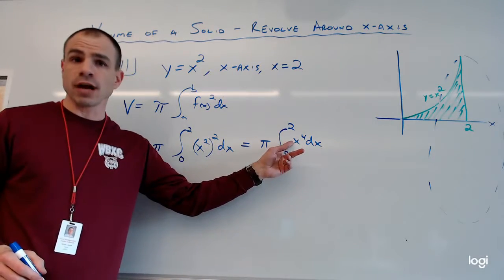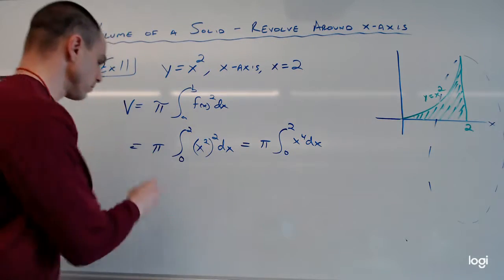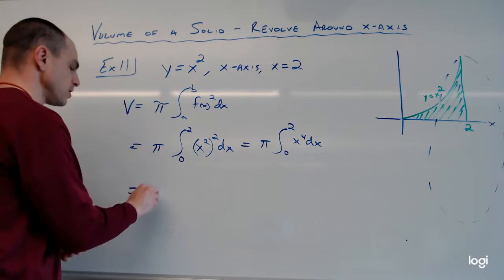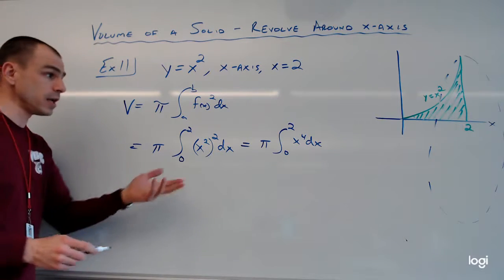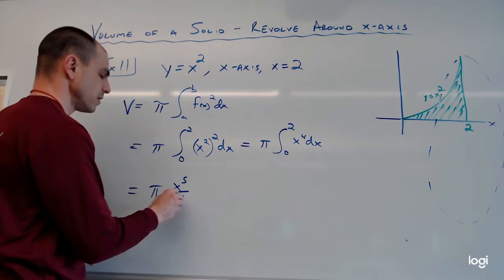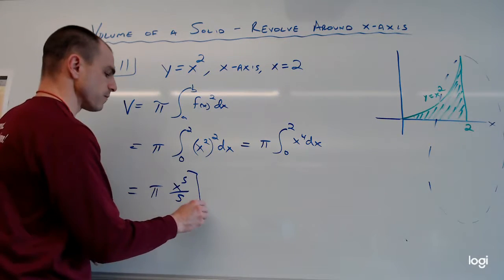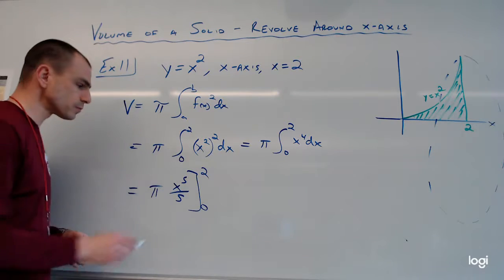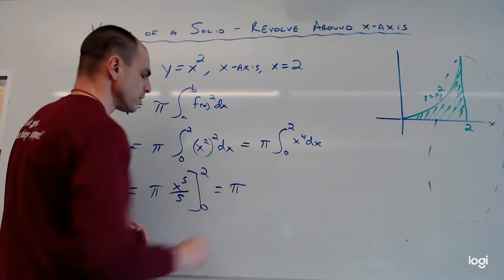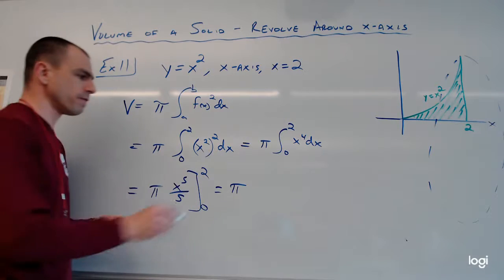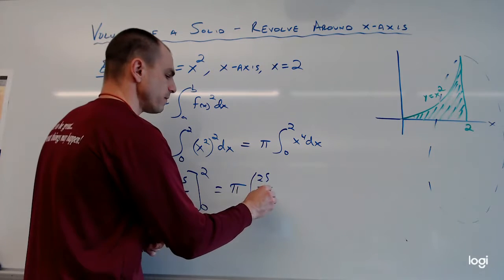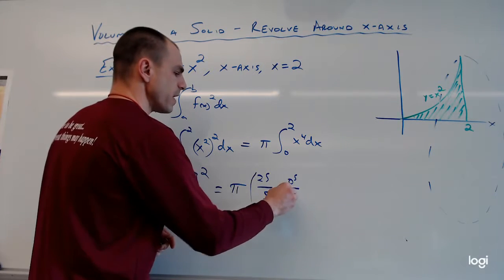Now we can antiderive using our rules for antidifferentiation. So the pi is hanging out front, x to the 4th will become x to the 5th over 5, and it's being evaluated from 0 to 2. So again, the pi is just out front. We plug in 2 to the 5th minus 0 to the 5th, both of those over 5.